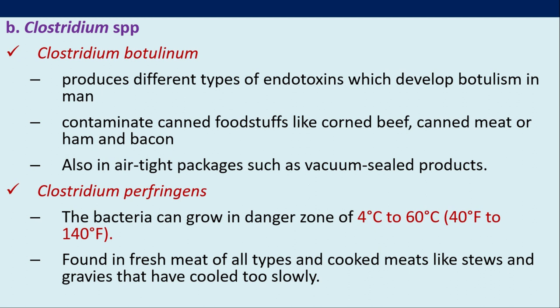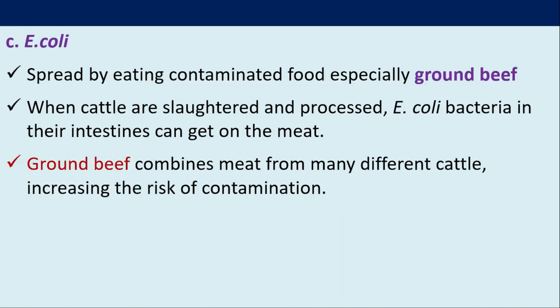Clostridium perfringens. The bacteria can grow in the danger zone of 4 degrees Celsius to 60 degrees Celsius, which means 40 degrees Fahrenheit to 140 degrees Fahrenheit. It is found in fresh meat of all types and in cooked meats like stews and gravies that have cooled too slowly. E. coli is spread by eating contaminated food, especially ground beef. When cattle are slaughtered and processed, E. coli bacteria in their intestines can get on the meat. Ground beef combines meat from many different cattle, increasing the risk of contamination.